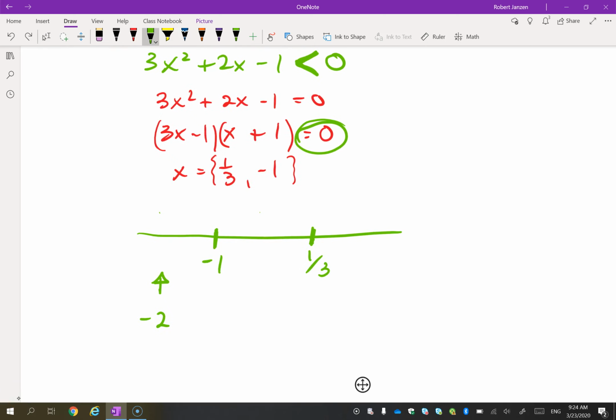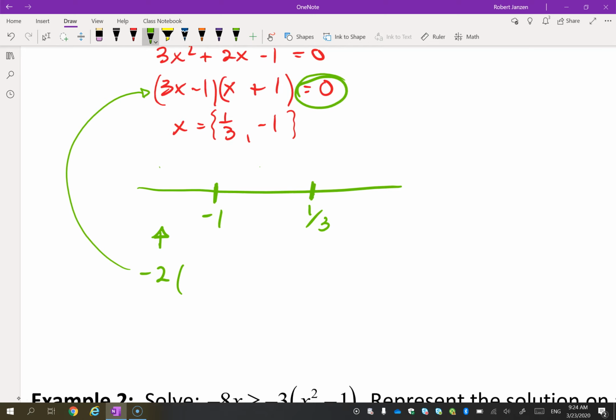All right, we're going to try this -2 into the factored form. If I put a -2 into the first one, now I don't care about the values. I'm going to write it out, but I just care, is it positive or negative?